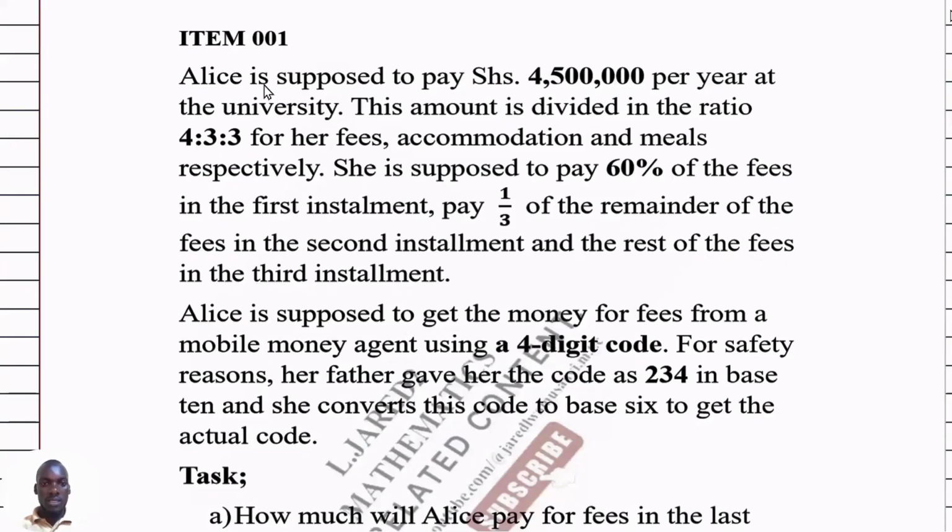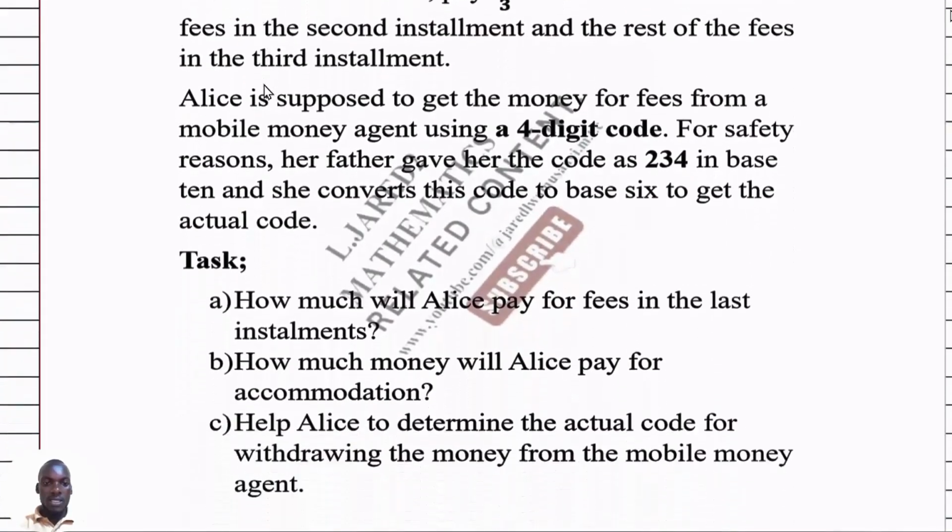So as we read up to this point, we can be positioned to answer task part A, which is to determine the amount of money she paid in the last installment, which is the same as the amount of money she paid in the third installment. So now let us have the response written in here correctly, and watch up to the end for better understanding.